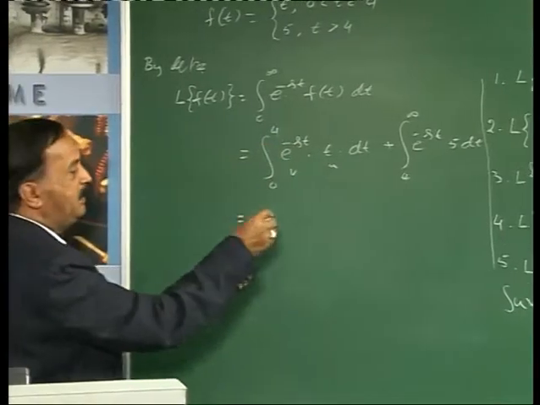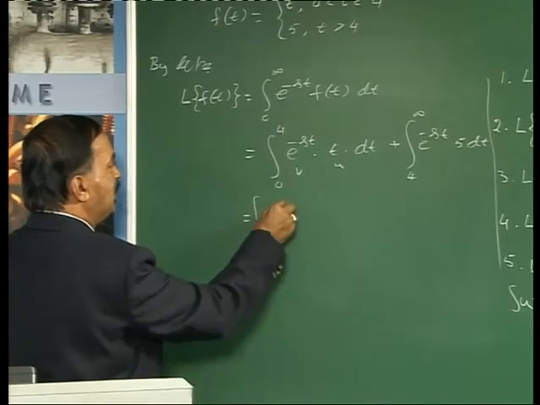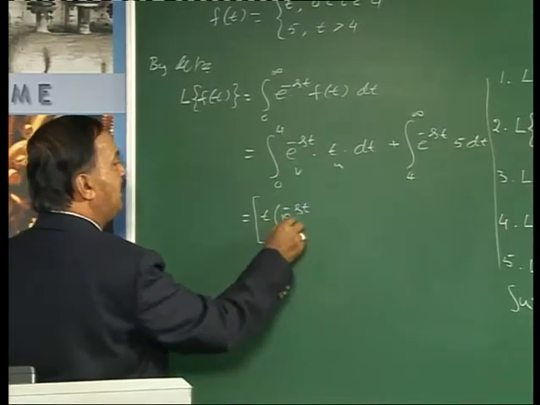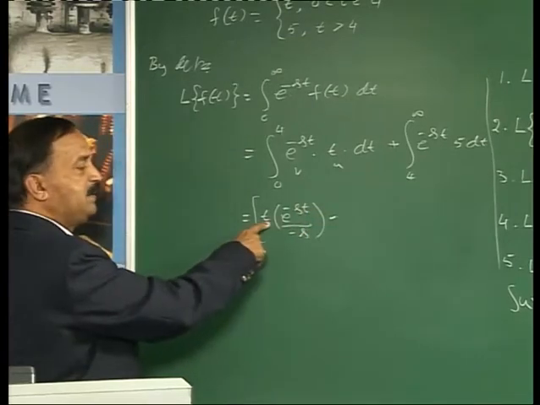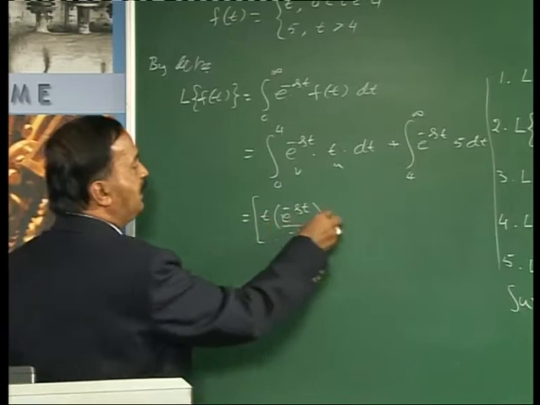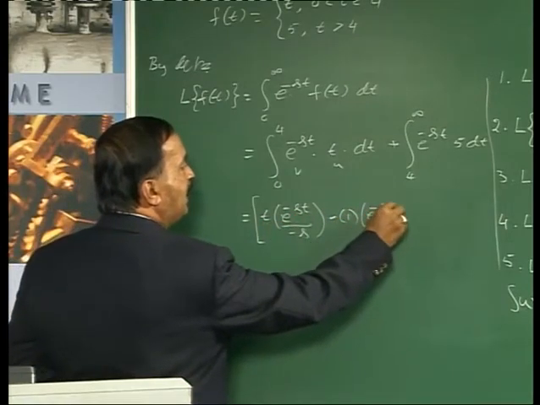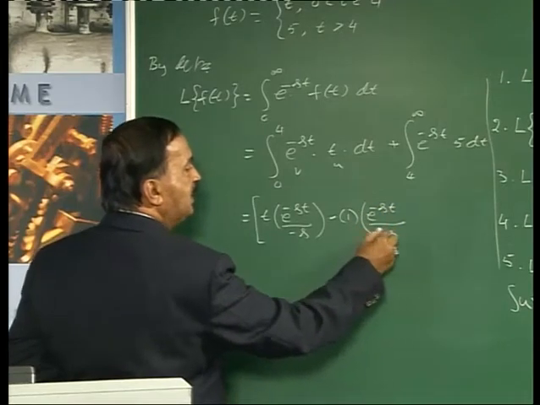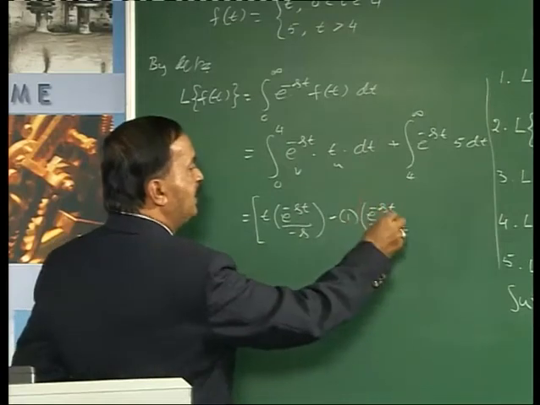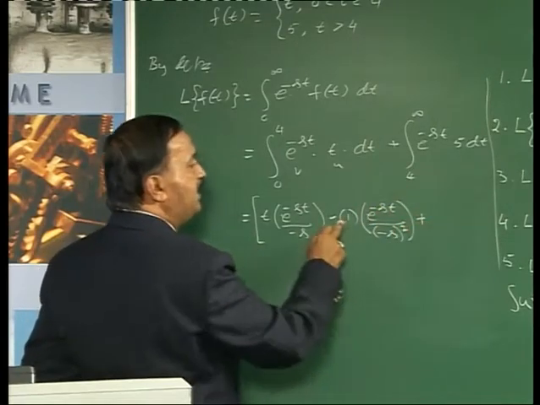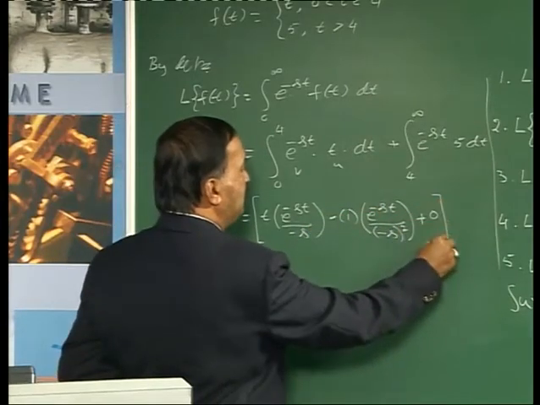By using this rule, this is u and this is v. Apply Bernoulli's rule. Here the first function is t into the integral of the second, which is e to the power of minus st by minus s, minus. You go on differentiating the first one and integrating the second one. The derivative of t is 1, the integral of e to the power of minus st is e to the power of minus st by minus s, into this minus s. That becomes minus s whole square, plus the derivative of 1 is 0. 0 into something is 0, here from 0 to 4.